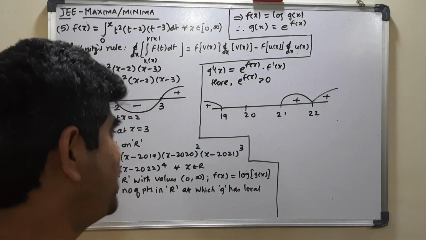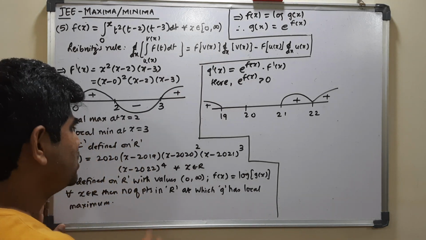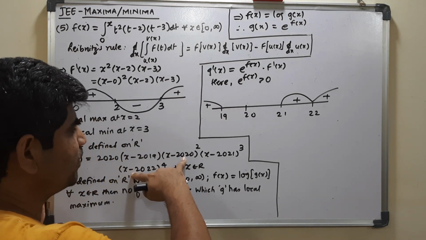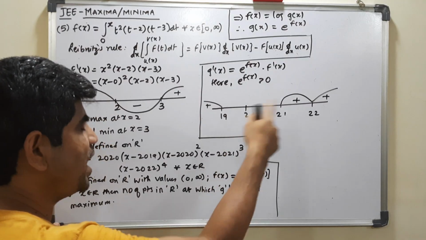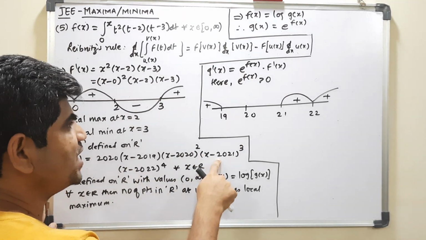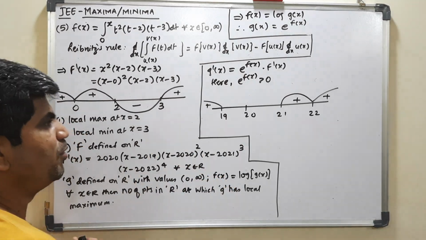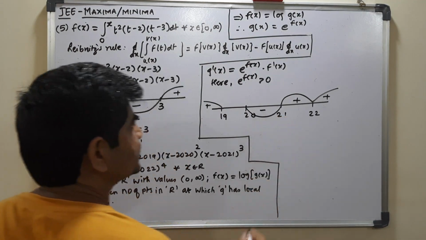Now between 20 and 21, suppose we take 20.5. These two are positive, I am not thinking about them, I will only look here and here, right? So at 20.5 this is positive and this is negative, right? So the result will obviously be negative, so it will drop down here. Right?